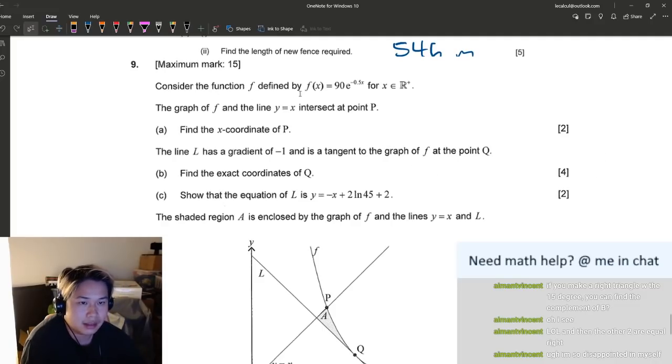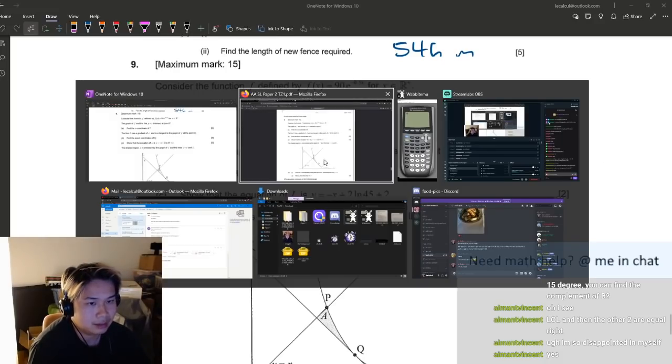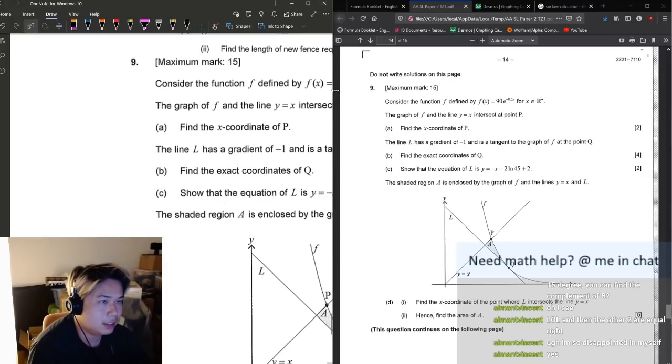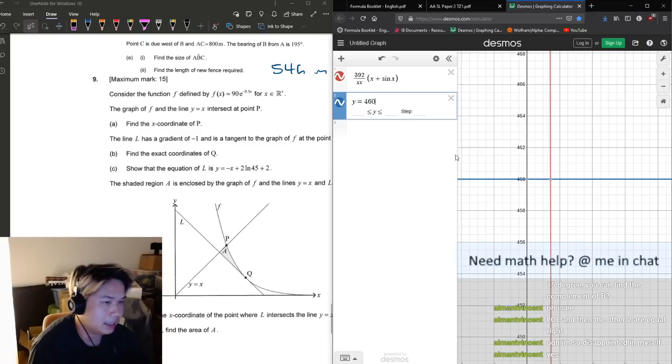Okay, consider this function. The function and the line will intersect at point P. Find the x-coordinate. Okay, so you graph both, you find the intersection. I'm going to Desmos. I've already shown you how you can do this in a TI-84. So let's just expedite the process.